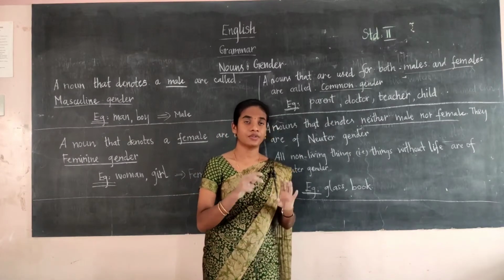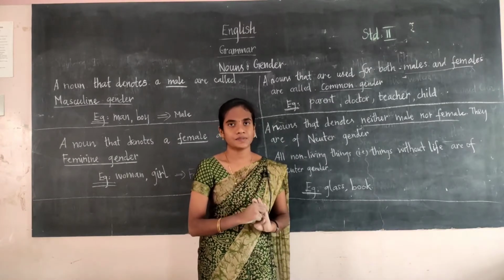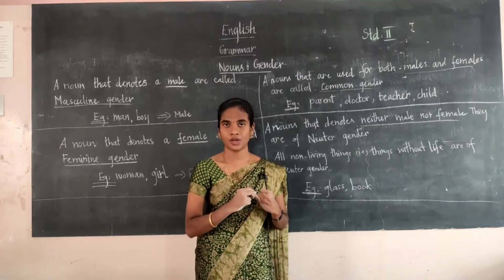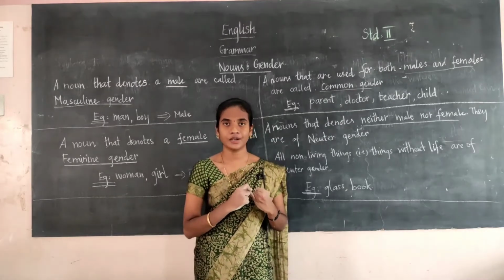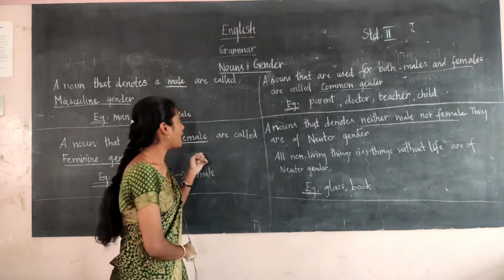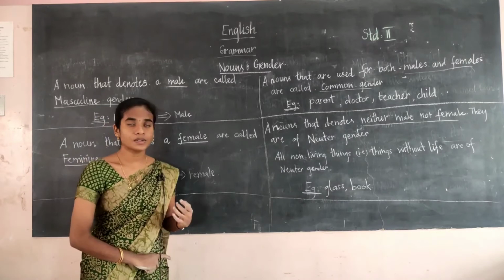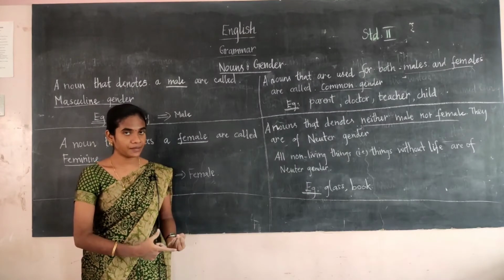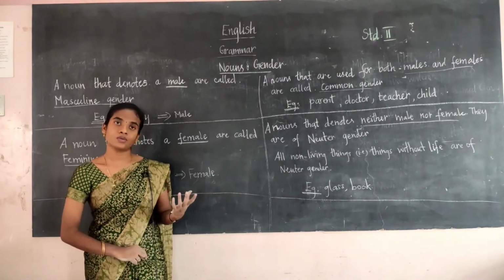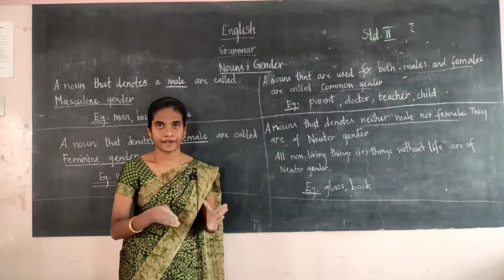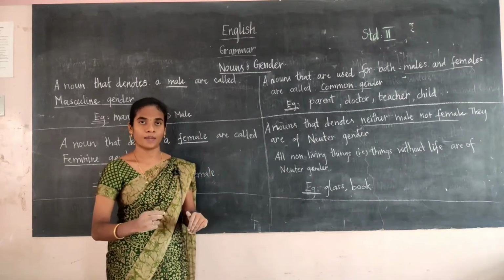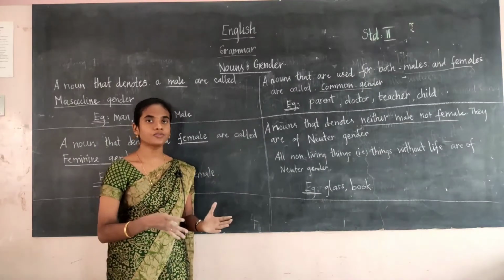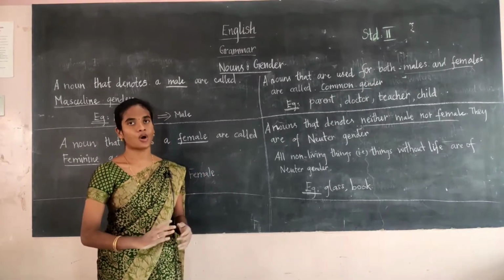So students, keep in mind that there are 4 types of gender. First one, masculine: a noun that denotes a male is called the masculine gender. A noun that denotes a female is called the feminine gender. The nouns that are used for both male as well as female are called the common gender. The noun can be used for the male, and it can be used for the female also. That is known as the common gender.